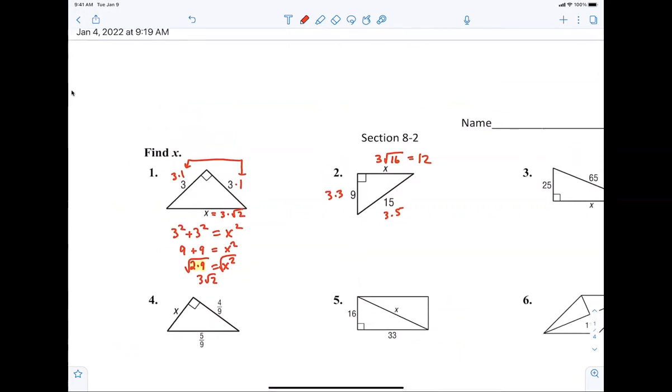Now, that brings me to this. In your standardized tests, there's something called Pythagorean triples.